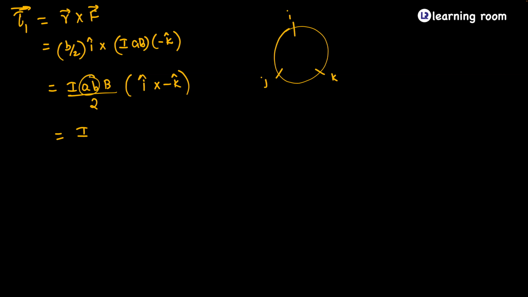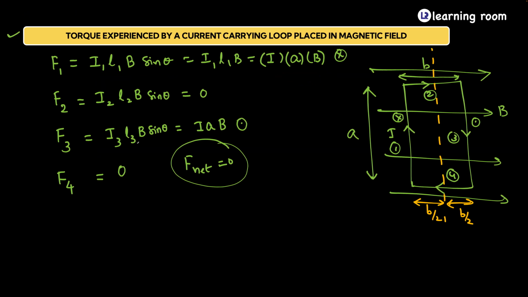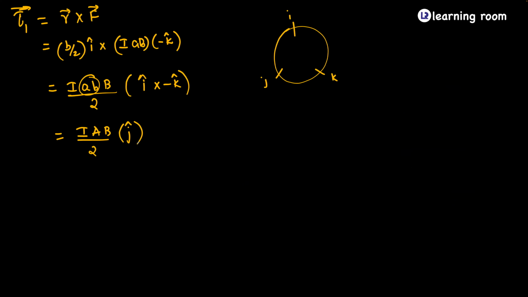So I into this AB is going to be capital A into B divided by 2 multiplied with I cross k, which is minus j. So it is going to be j cap. Listen to this carefully. A into B is going to be the area of this loop because it's taking the shape of a rectangle. That is why I replaced it with capital A. This is going to be the value of torque experienced by the first conductor.